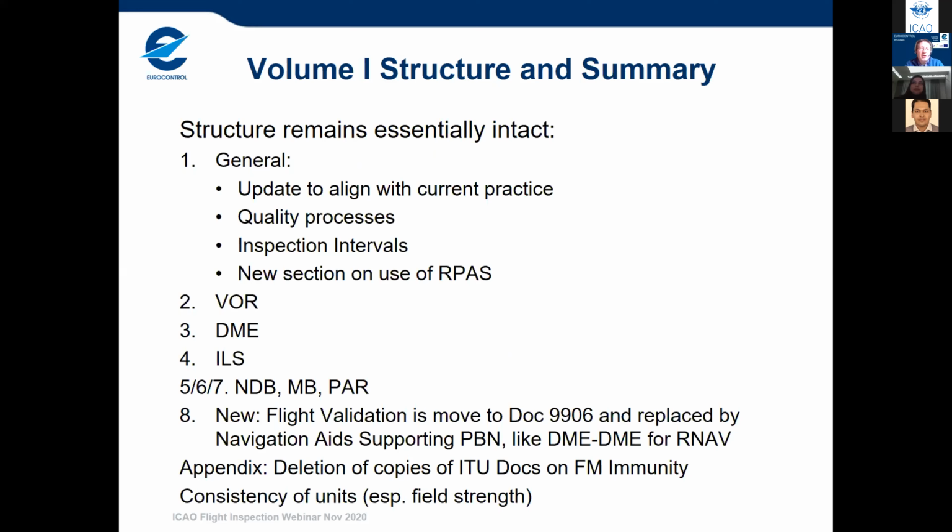NDB marker beacons as well, and we even did manage to do an update on the precision approach radar system, even though it was actually hard to find appropriate experts for that. Then there was a chapter on flight validation that is now moved to Doc 9906. It's replaced with a chapter on NAV aids supporting PBN, such as DME, DME for area navigation. 8071 also used to have documents from the ITU on FM immunity, and actually it's much easier to just get those from the ITU because you can get that from them directly, and we also had some effort on cleaning up of units.